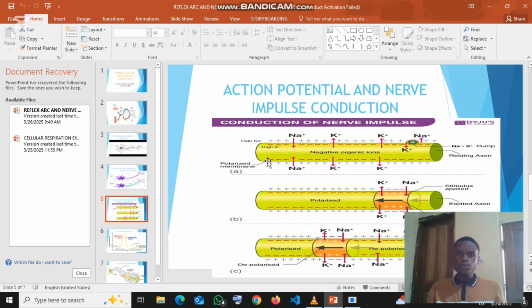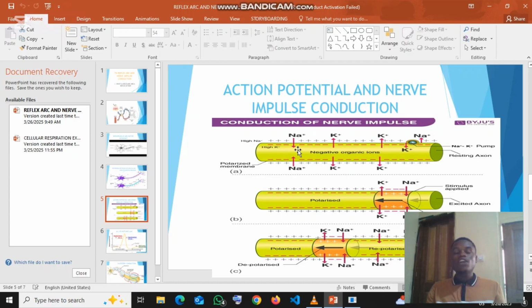Now, action potential is just a rapid change in the membrane potential of a nerve cell. Normally, the membrane potential of a nerve cell is negative 70. It means that we have a net positive charge on the outside of the membrane and a net negative charge on the inside. We'll represent a positive charge by sodium ion, and we'll represent a negative charge by potassium ion.